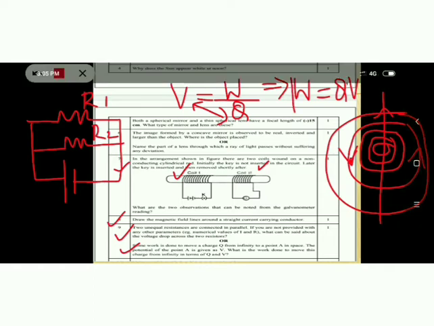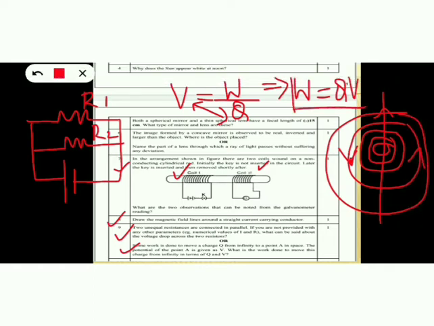So from this expression, you can easily arrive at the expression for work done. From this expression, what is work done? W. W is equal to potential difference into charge. So you can write work done is equal to Q into V. And this is the expression that you are supposed to write here. So the work done, W is equal to QV.